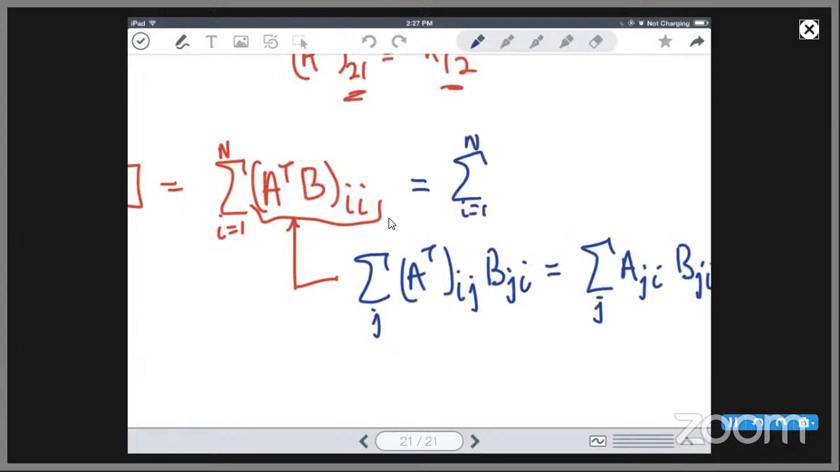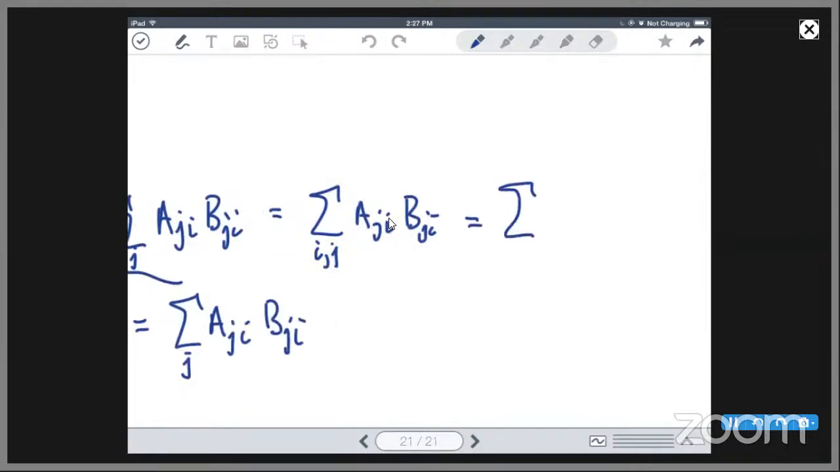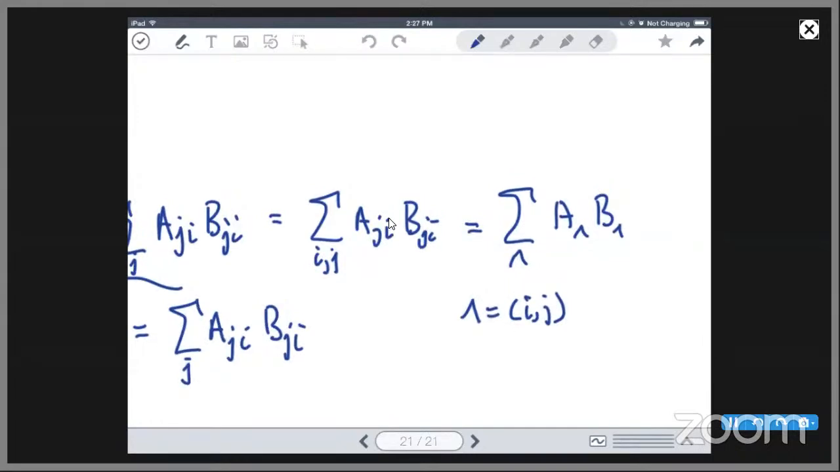And then A transpose B, II, I put it in, is sum over J, A_JI, B_JI. You can easily write this as sum over IJ, A_JI, B_JI. If you want to be clever, you can see that this is sum over lambda, A lambda, B lambda, where in this case lambda is the pair IJ. So you can see that this is just like a dot product, or scalar product, for real numbers.